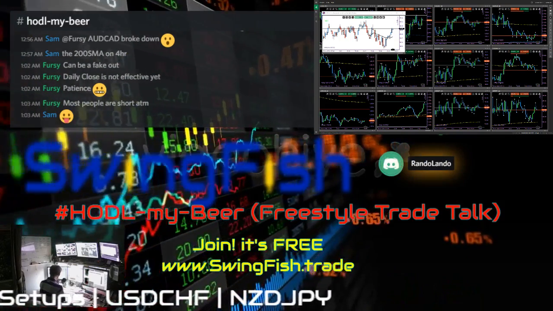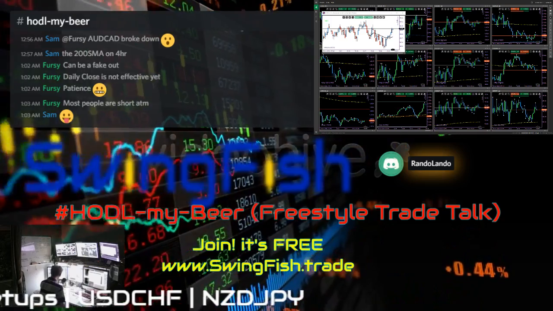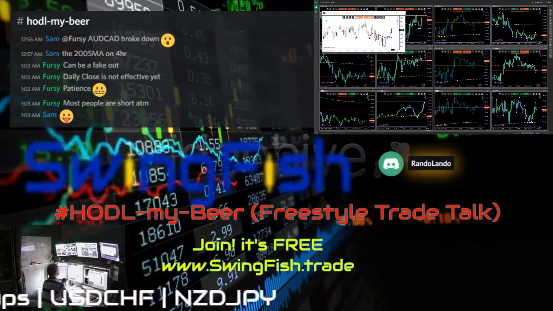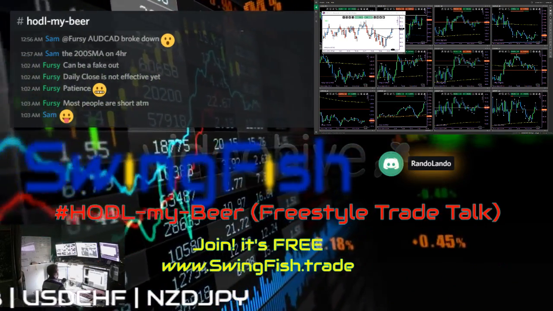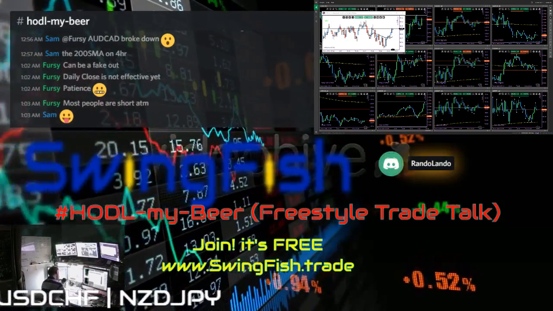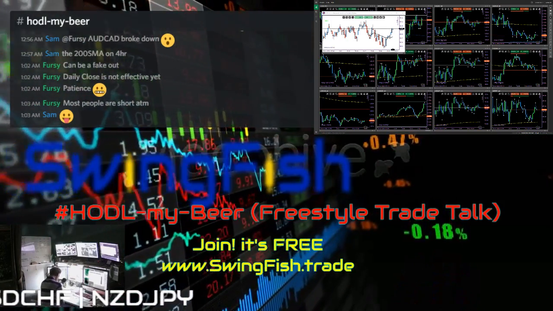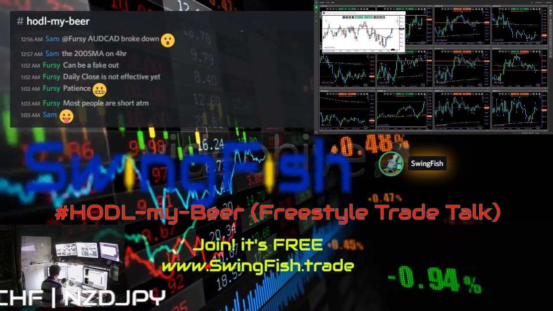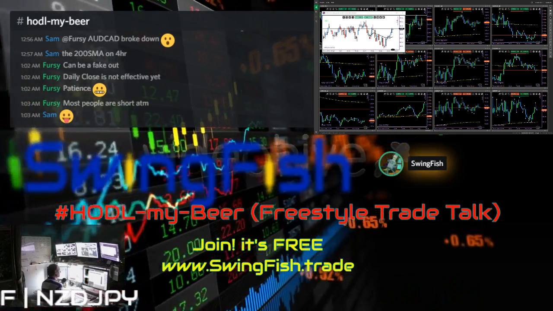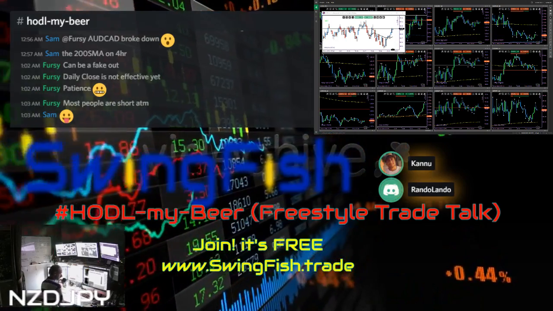But usually it has to break some kind of major support level or resistance level. Usually on a candle close. I wait for a candle close. For entry, no, I don't care when the candle closes on entry. Oh yeah, no, on entry, probably not.